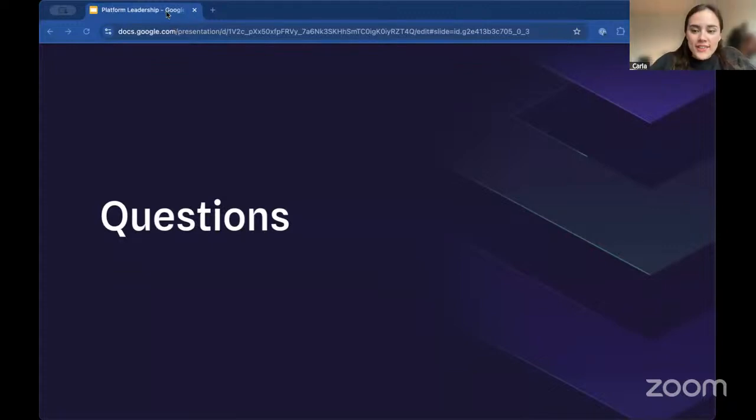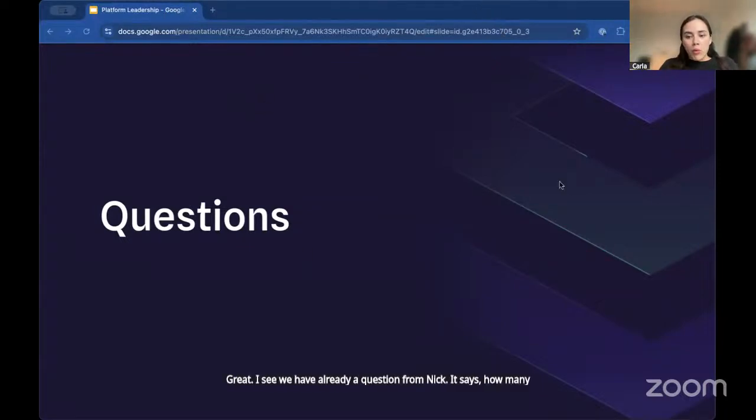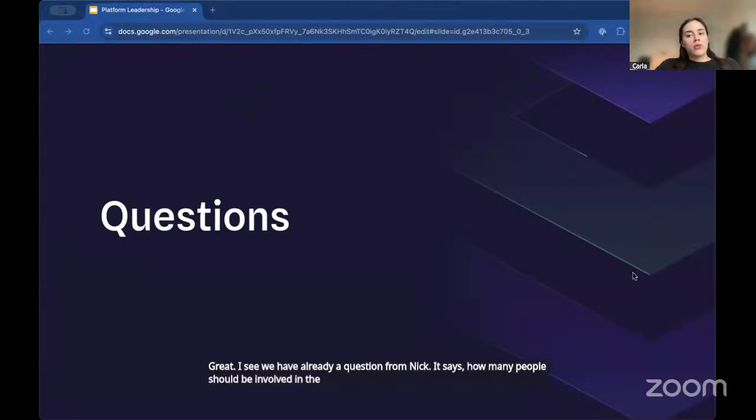Great. I see we have already a question from Nick. It says, how many people should be involved in the platform development or operations if we are talking about an enterprise scale of 400 or more applications?